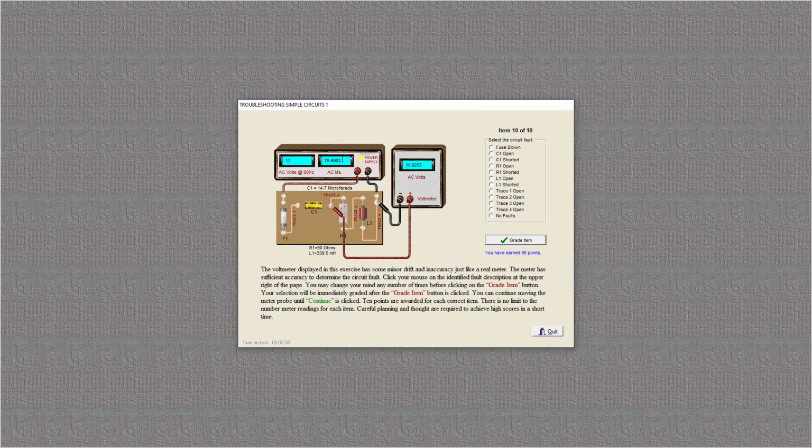We have current. Oh, we have the same voltage on both sides. That's a problem. Okay, let's see. Do we get a voltage drop across the resistor? Yes. So I'm going to assume our inductor is okay. So it looks to me, same voltage across, looks like our capacitor is shorted. Good. And we finished.